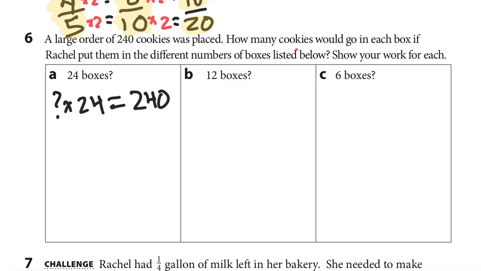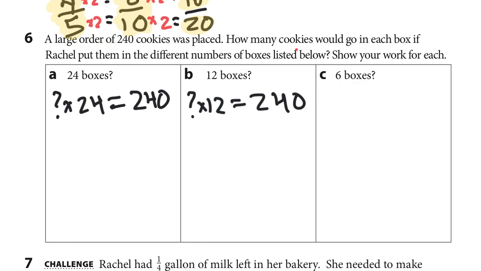How about the next one? Exact same question. What number times 12 is going to give me my 240 cookies? Because I only have 12 boxes. So I'm going to have to put more in each box. In fact, I'm going to have to put probably double what I put in here because I have half as many boxes to use, right?